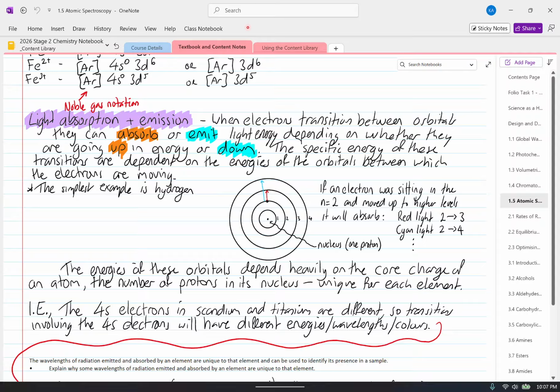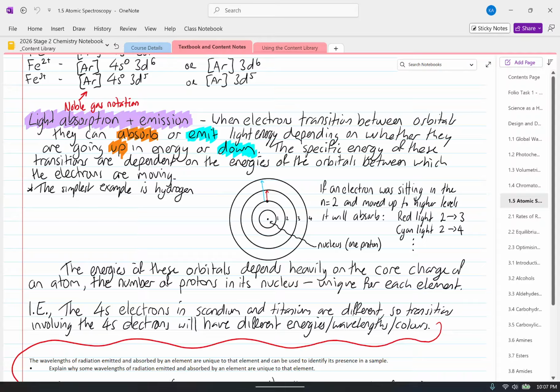So these transitions that you see are the actual ones that we see for hydrogen. Hydrogen normally has one electron that would be sitting in the number 1 level by default, but if it's sitting in the second level because it's been excited by some other process, that electron from that position can go up from 2 to 3 or from 2 to 4, and those colors, the red light and cyan light, do correspond to the real transitions for hydrogen.